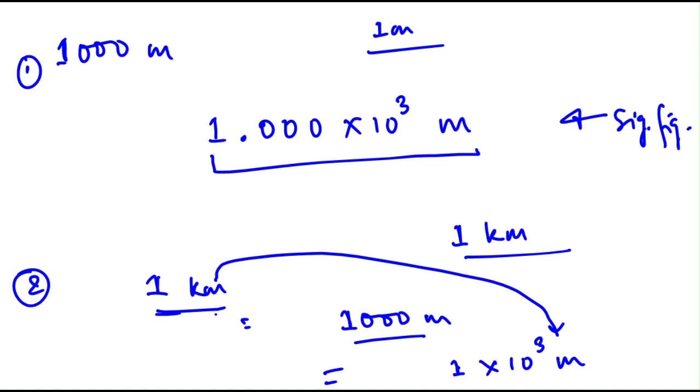So to avoid that confusion, we can write these things in scientific form. Here you can easily see that one is the only significant figure. And here you can see there are four significant figures. So in this way we can write.